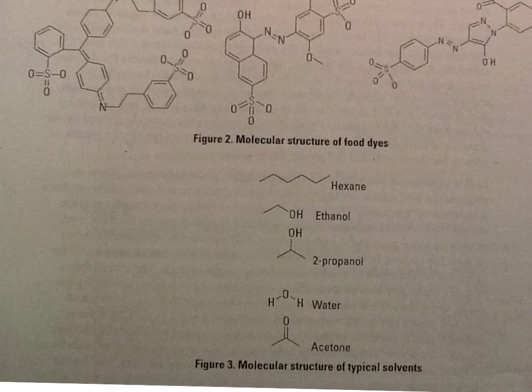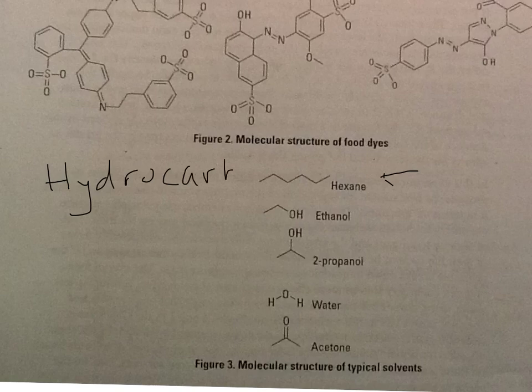You can see that hexanes, which we have right here, this is what we call a hydrocarbon. Let me see if I can write this. Hydrocarbon. Okay, and the reason we call this a hydrocarbon is because this consists of all hydrogens and carbons. So there's no oxygens in there. Basically, this hexanes is very similar to gasoline or something like that.